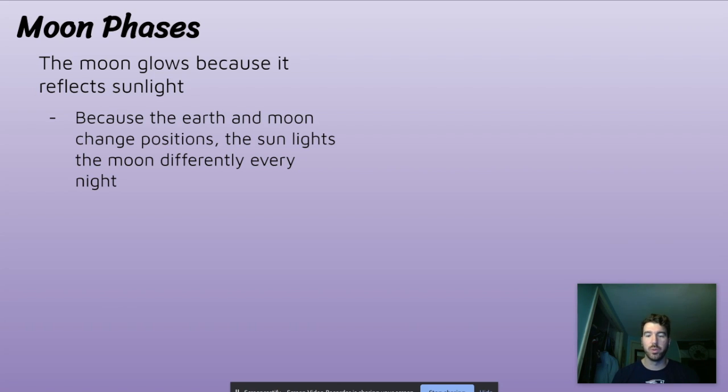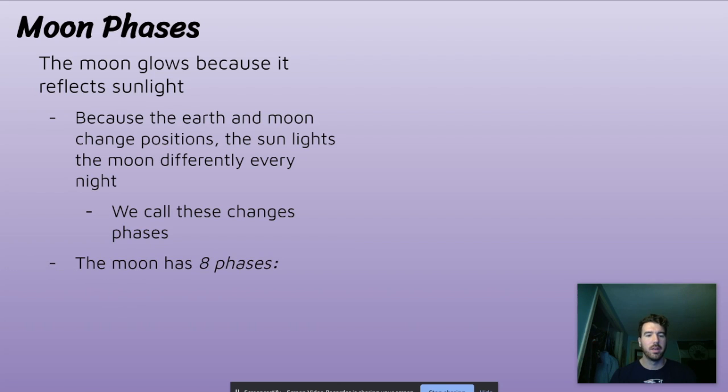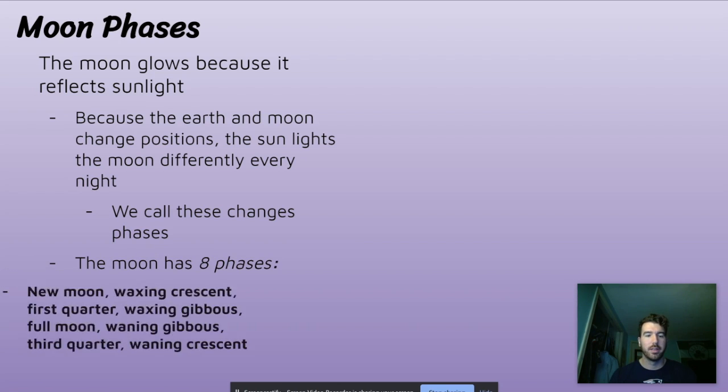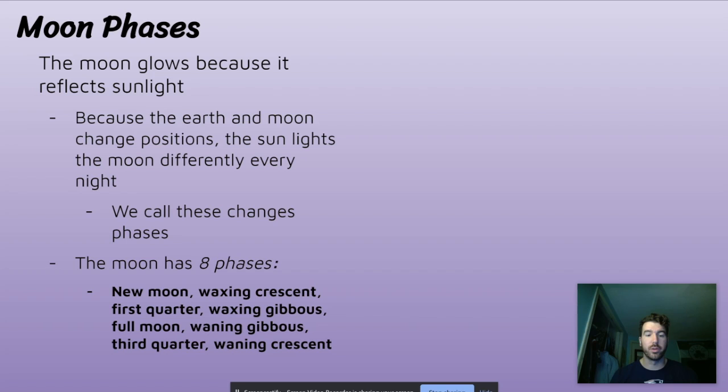Because the moon and Earth change positions all the time, the sun lights the moon differently at different times of its revolution. We call these the moon phases. The moon has 8 phases. The moon's phases are new moon, waxing crescent, first quarter, waxing gibbous, full moon, waning gibbous, third quarter, and waning crescent.